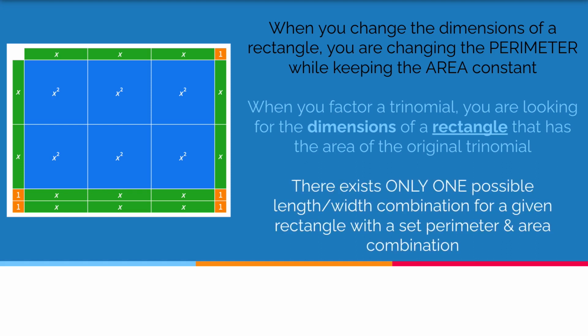There is only one possible length-width combination for a given rectangle with a set perimeter and area combination. So if I put these constraints on the rectangle, the area model, and say it has to have this perimeter, it has to have this area, there is only one combination in the whole universe that will make that true.